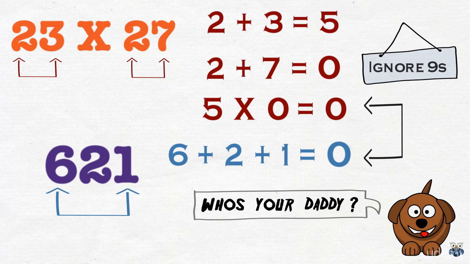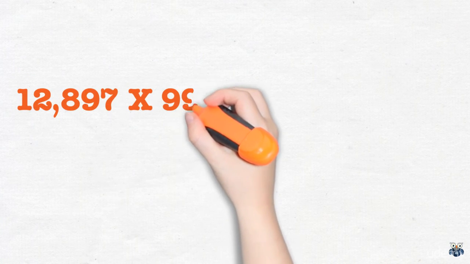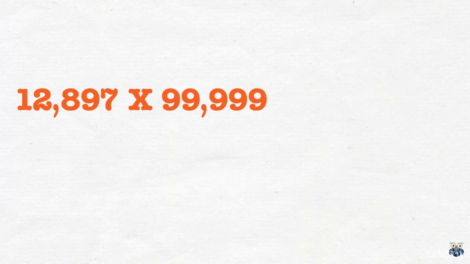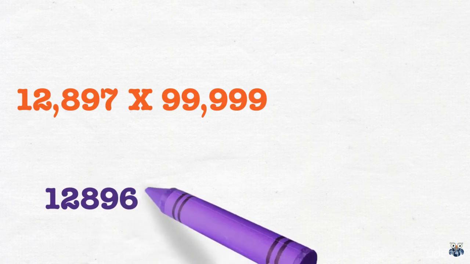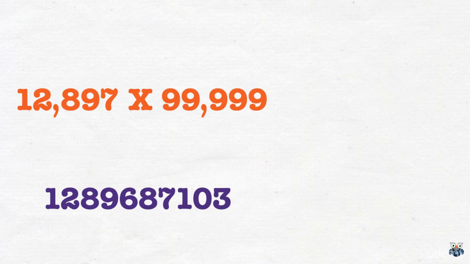What is 12,897 times 99,999? If you watched one of our previous videos, you would know the answer in a few seconds. The answer is 1,289,687,103. So let's use our shiny new method to verify the answer, shall we?